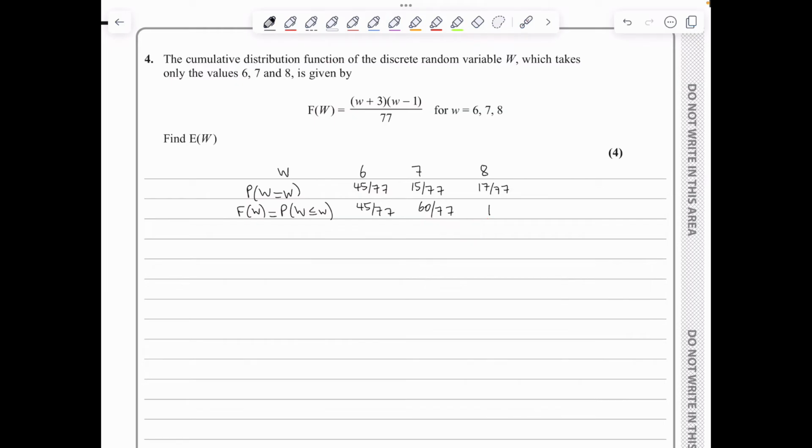Now that I've got the probability for each value of w, I will simply say that the expectation of w is going to be 6 times the 45 over 77 plus the 7 times the 15 over 77 plus the 8 times the 17 over 77. So as always, we multiply each value of the random variable with the associated probability and add them up, and this gives an answer of 73 over 11.